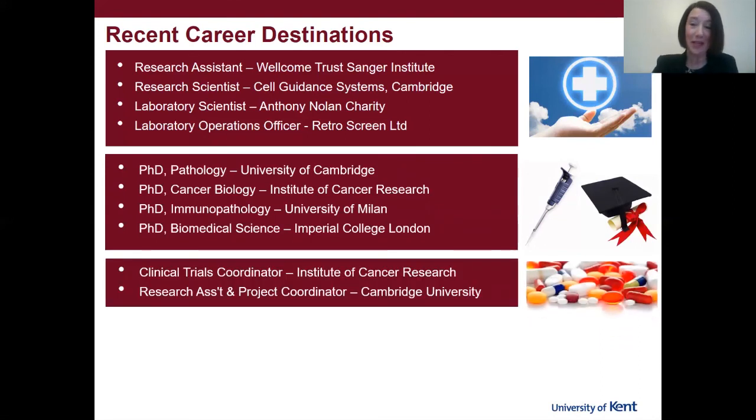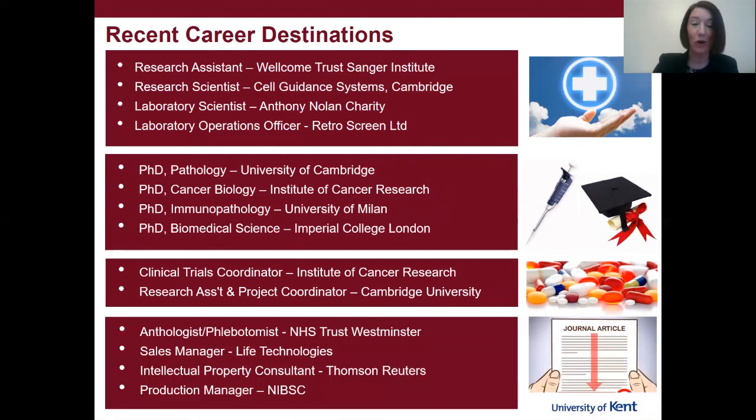Also, having an MSc in Cancer Biology and Therapeutics allows you to expand your horizon and work in allied fields. So here we show an example of a clinical trials coordinator, or even further afield, where still your MSc in Cancer Biology and Therapeutics will provide you with strength and employability. So a sales manager in life technologies, or another example is an intellectual property consultant.